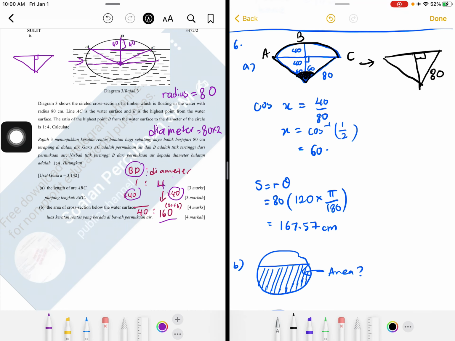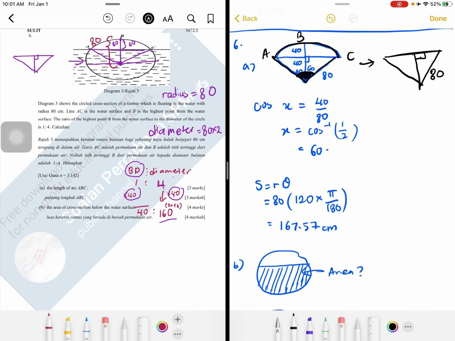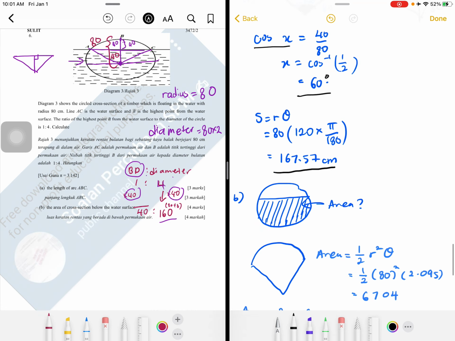Ini 40 kan? So B pergi ke center ni juga adalah radius. Sebab kita tahu radius kita tadi berapa? 80 kan? So kat sini 40. So using cos lah. Cos X equals to 40 over 80. So kita dapat X kita sama dengan 60 darjah. So untuk kedua-dua kita dapat berapa? 120 darjah. So senang je. Masukkan dalam formula S equals to R theta. So it's equals to 167.57. So that is the length of arc for ABC.